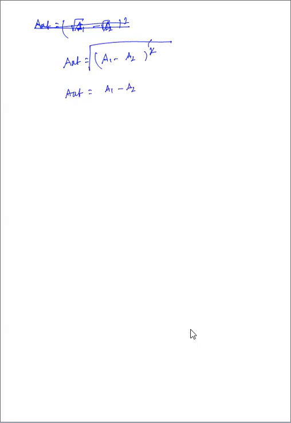When amplitudes are equal, when A1 equal to A2 equal to A, A net equals A minus A, which is 0. Net amplitude will be 0. That is destructive interference. Then you have to discuss the cos phi. Cos delta phi value should be equal to minus 1. Therefore delta phi values can be, cos 180.